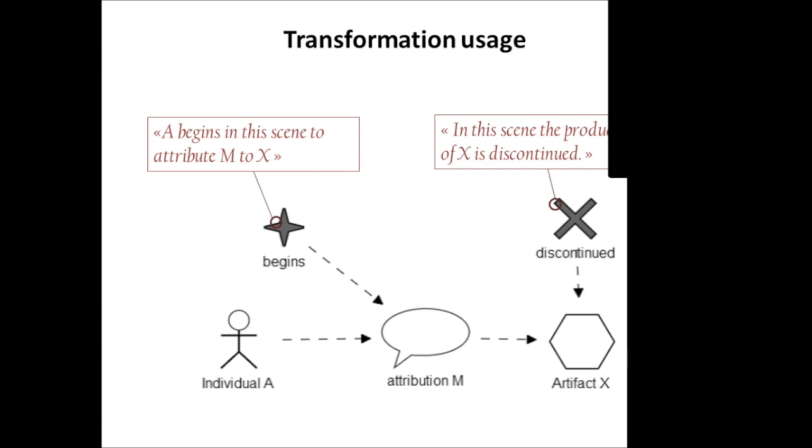So we can use these two symbols, beginning, creation or termination, that are symbols that mean a certain thing, maybe an attribution in this case, is born in a scene. This notation has this meaning: A begins in this scene to attribute N to X. Otherwise, we can have the termination symbol that says that the artifact X, for instance, is discontinued in this scene. And this is the last symbol we have.